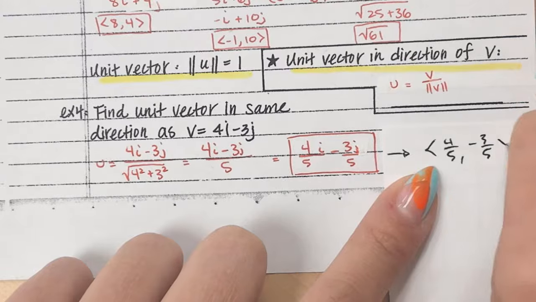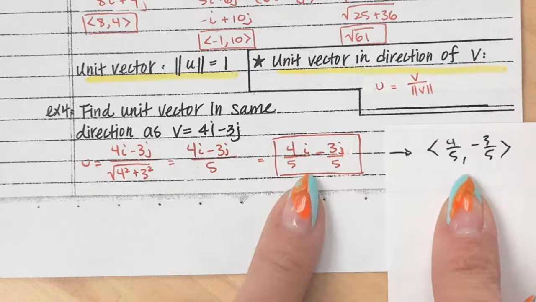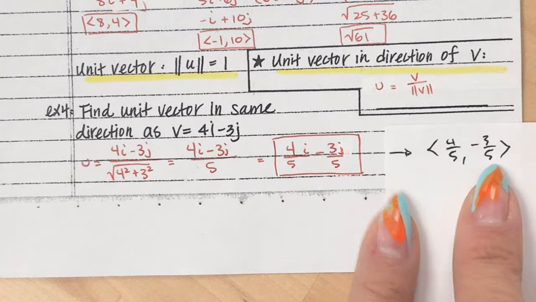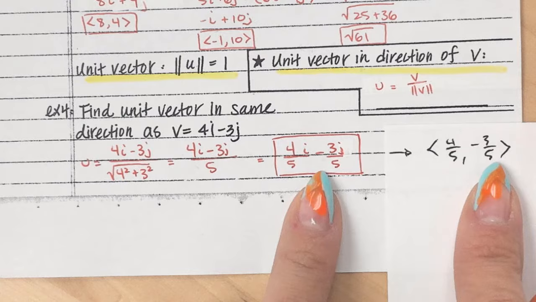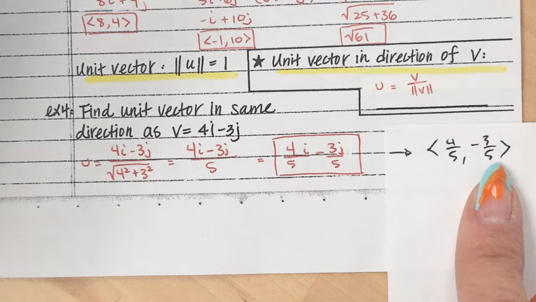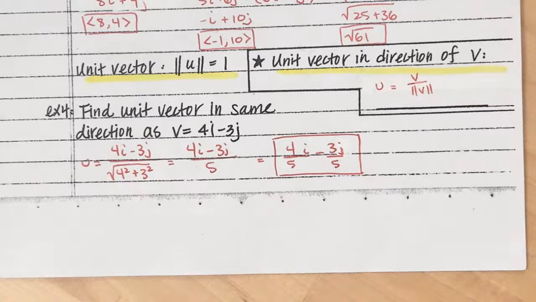negative 3 over 5. So these represent the same vector, right? This is written in a different way. This is obviously a vector. I know which one is horizontal and which one's vertical. And then this one's written so that it doesn't quite look like a vector, but now I know which one's horizontal and which one's vertical, okay? So that's the first part of vectors. All right, we're going to do the back.